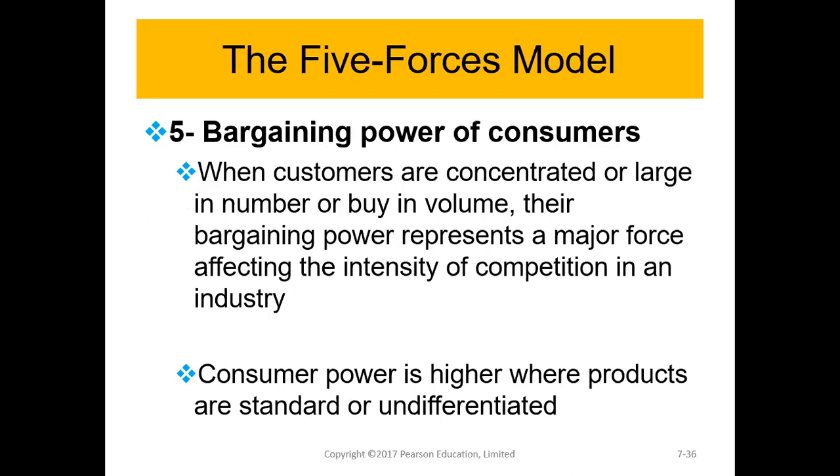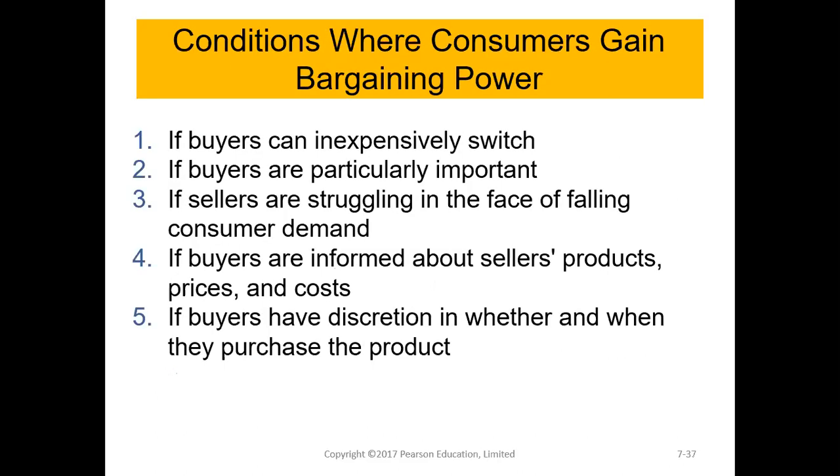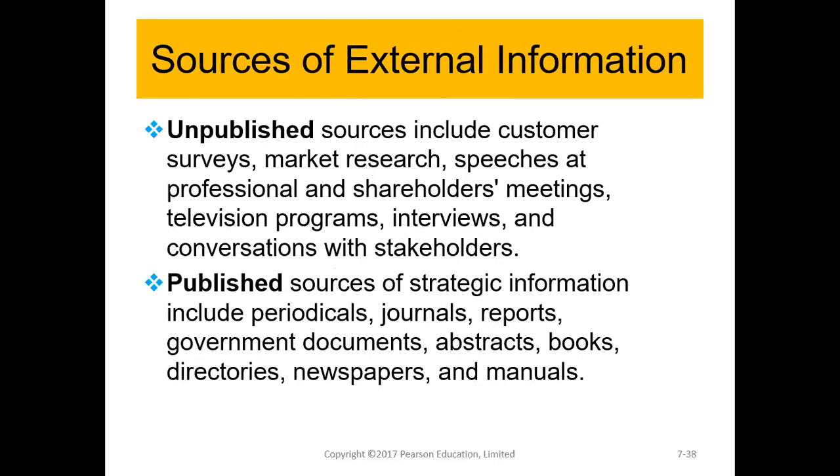And the last force we talked about was the bargaining power of consumers. We said when customers are concentrated or large in numbers, they have big bargaining power, and that affects the degree of competition in the industry. We talked about the different conditions that give the consumers bargaining power, and we ended our talk with where you gather the information and the different sources you can get external information from.